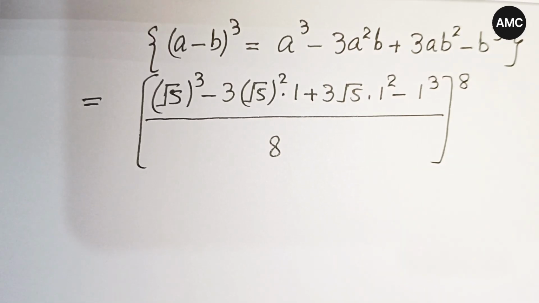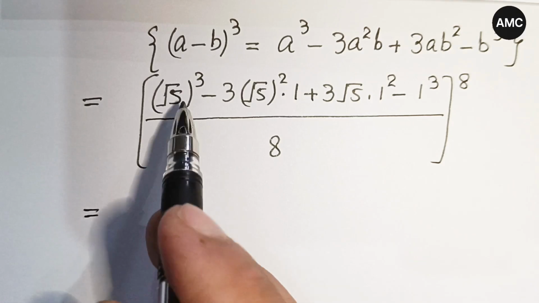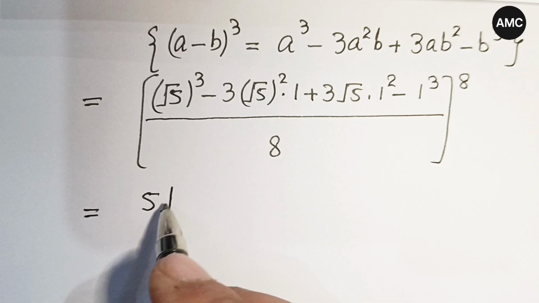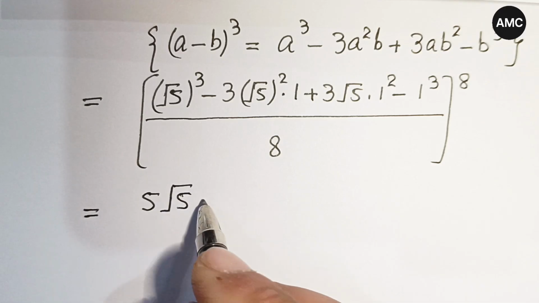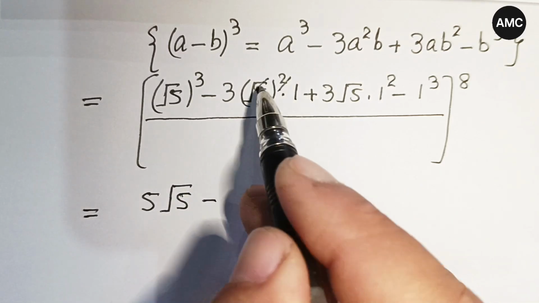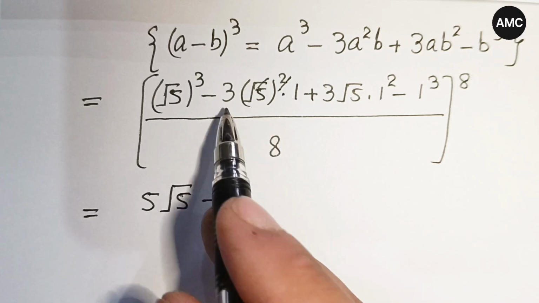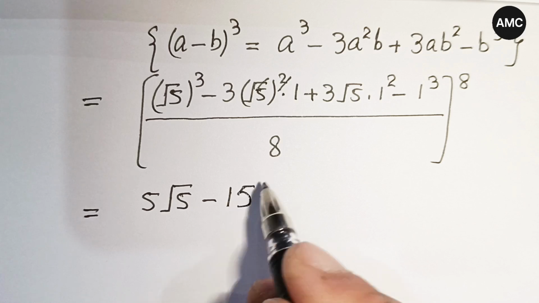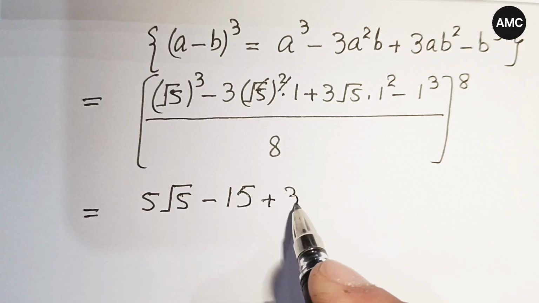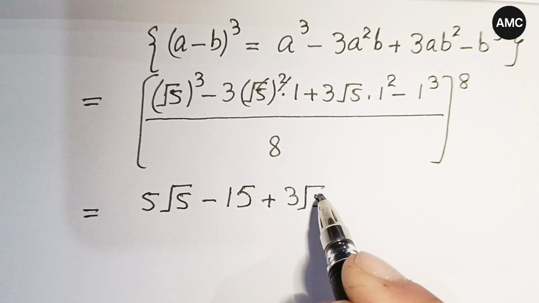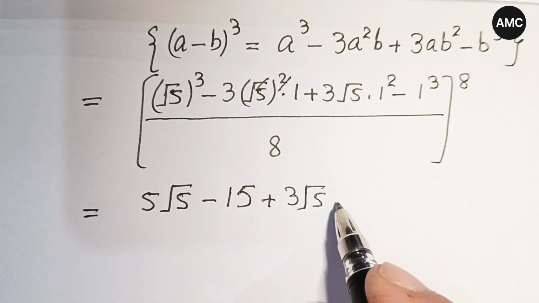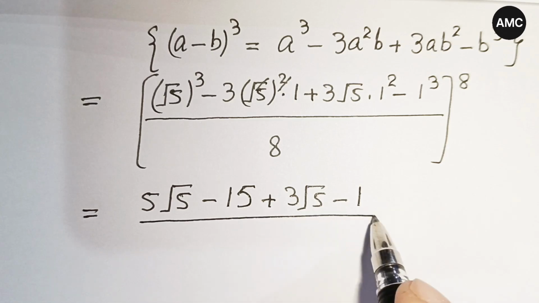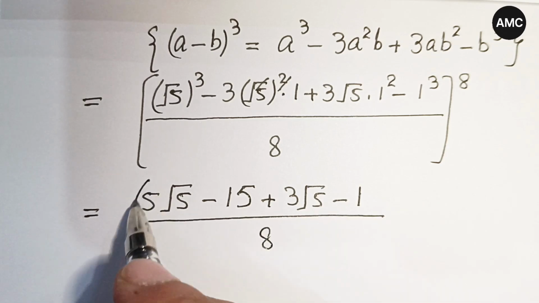Now here the square root of 5 whole cubed can be written as 5 times the square root of 5, and minus, this square cancels out with the square root. We will get 5 times 3, which is equal to 15, times 1 is 15. So plus 3 times the square root of 5 times 1 squared is 1, and minus 1 cubed is 1, all over 8, whole to the power 8.